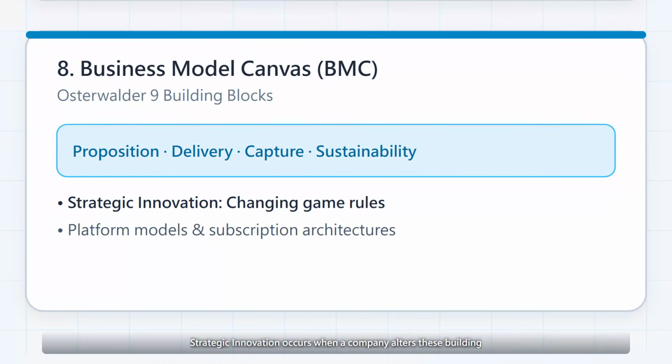Strategic innovation occurs when a company alters these building blocks to change the rules of competition, such as Nespresso introducing portioned coffee subscriptions or Airbnb pioneering platform ecosystems. Re-architecting the business model creates a temporary market disequilibrium that rivals struggle to copy.